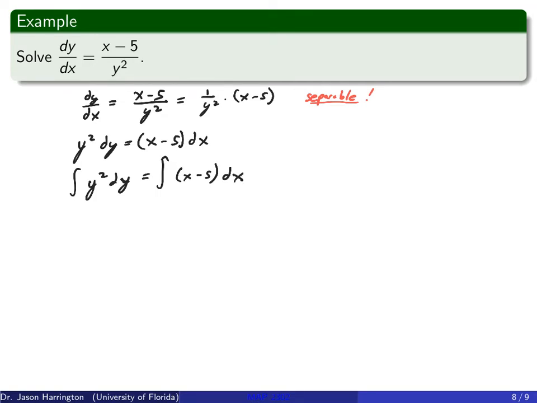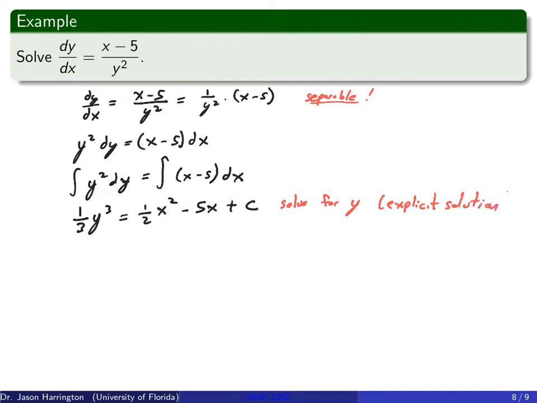Now when you integrate both sides, you're going to have 1/3 y cubed is equal to 1/2 x squared minus 5x plus c. And again, just like before, I want to solve for y if possible. Sometimes it's not possible to solve for y because you get some crazy functions, and that's okay. That's called an implicit solution. So when you solve for y, that's what we call an explicit solution. If you can't solve for y, that's an implicit solution.